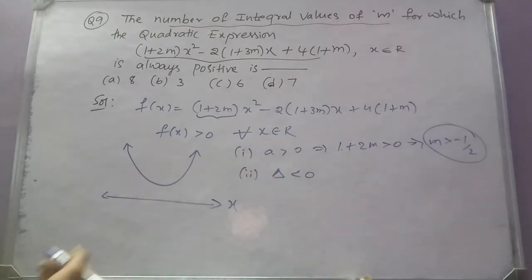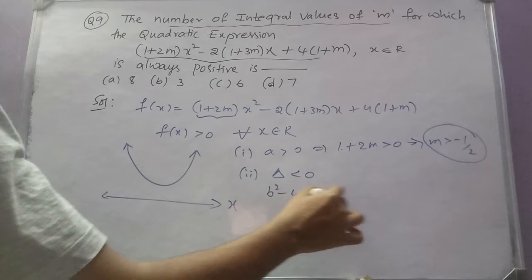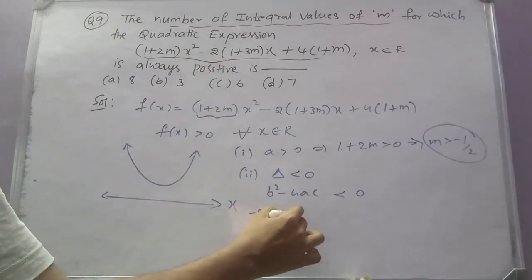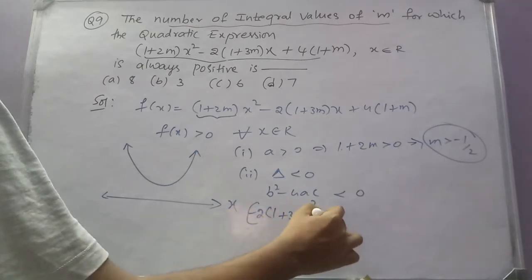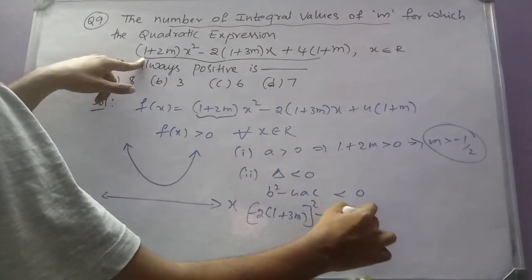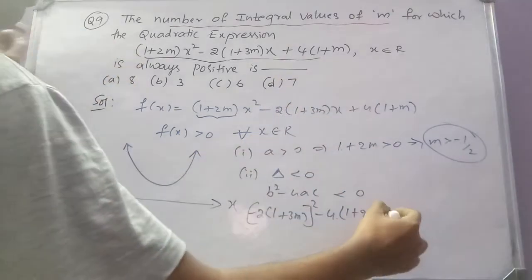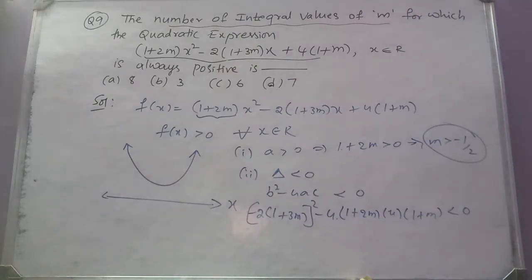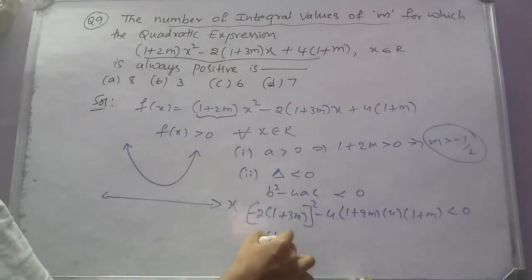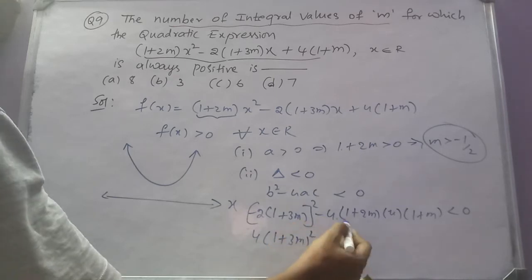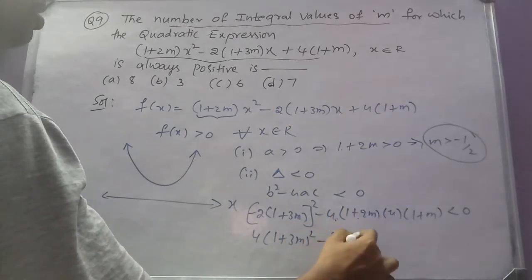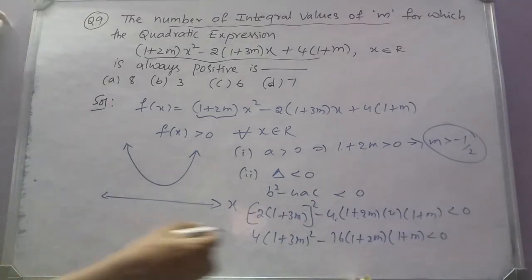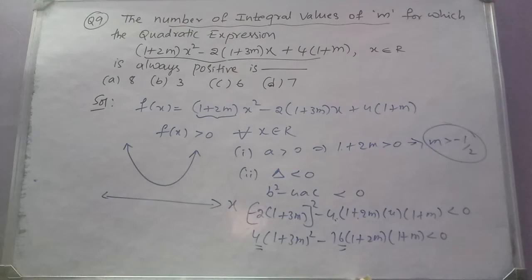Next, if you take delta less than 0, that means what? B square minus 4ac must be less than 0. So b square is minus 2 into 1 plus 3m whole square, minus 4 into a is 1 plus 2m into c is 4 times 1 plus m, less than 0. Minus 2 square is 4. 4 into 1 plus 3m whole square minus 4 into 4 is 16 into 1 plus 2m into 1 plus m less than 0. So here and here I have 4 multiples, so I can divide by 4 on both sides.